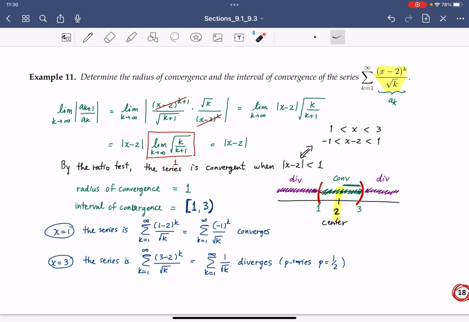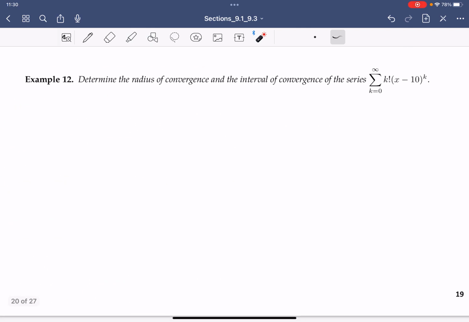Okay, next one, the last one for today. So let's try to do example 12 here.